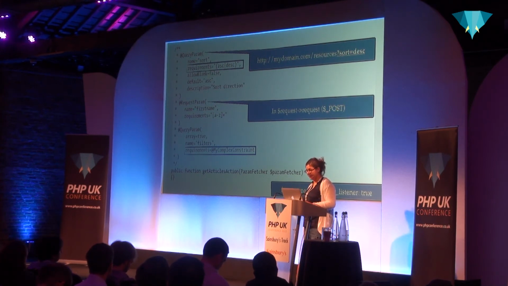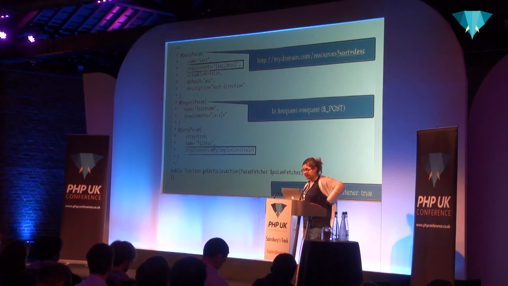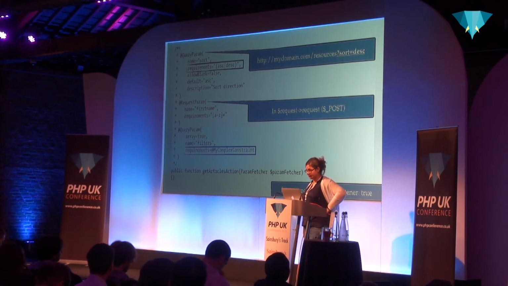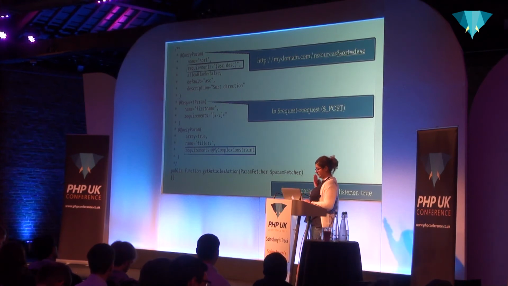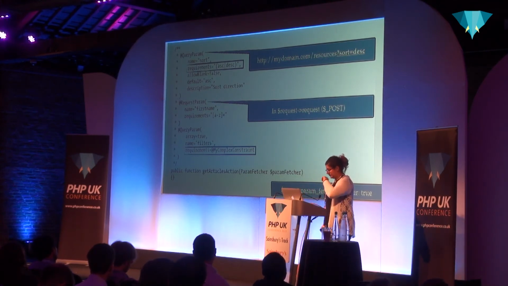your API. You have also the request param. So this time is about getting the request, so the post, the global $_POST. And once again, you can validate it with the requirements. Here, I'm asking for only letters.